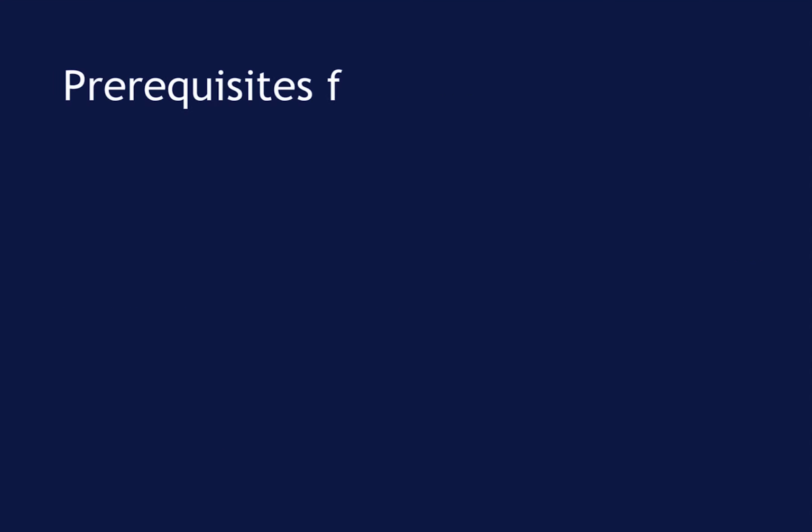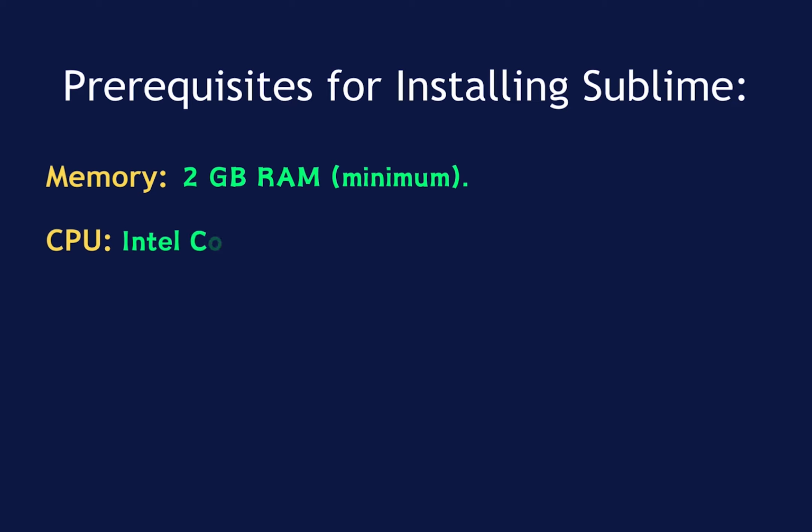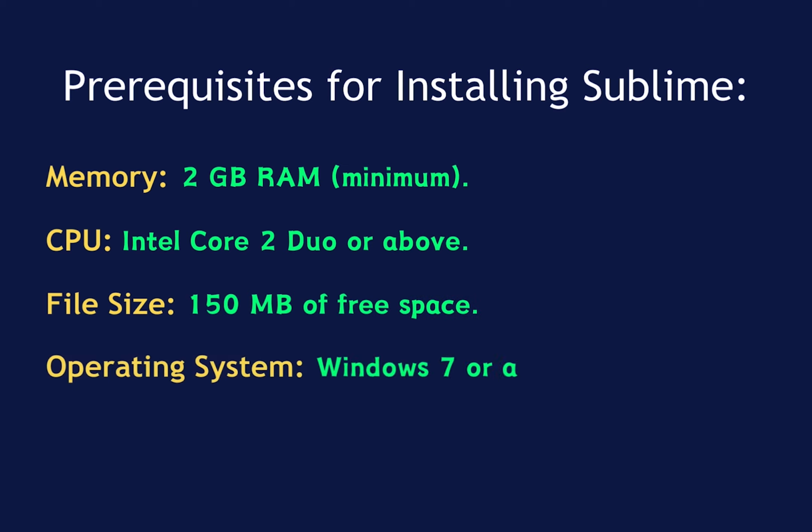Now, here are some prerequisites for installing Sublime Text. Memory, 2 GB. CPU, Intel Core 2 Duo or above. File size, 150 MB of free space. OS, Windows 7 or above, macOS and Linux.